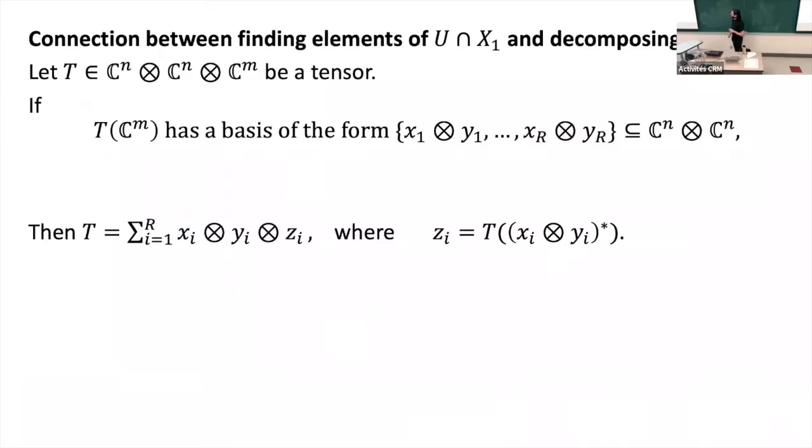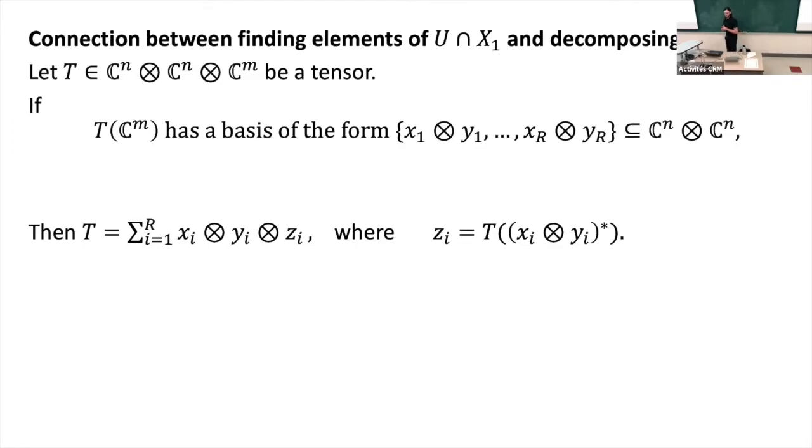Okay. So here's the application: you have a subspace and you want to compute elements of the intersection of the subspace with the variety of rank 1 matrices. Here's the application to tensor decompositions. We have an n by n by m tensor. If we look at T as a map from C^n to C^n tensor C^n, and we look at its image, so we're looking at a kind of flattening here, and if its image has a basis of product tensors, then this immediately gives rise to a decomposition of the tensor, where the z_i are uniquely defined: you take a dual basis and apply T to the dual basis.